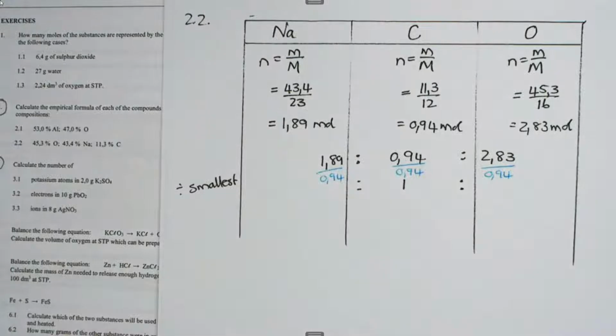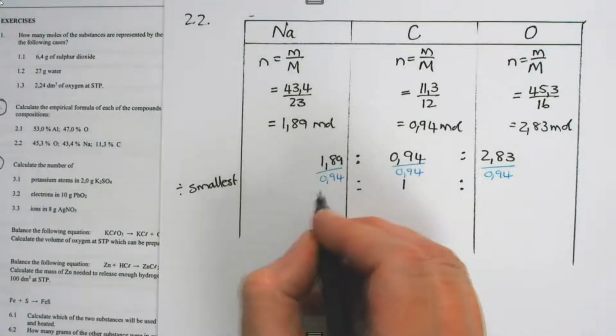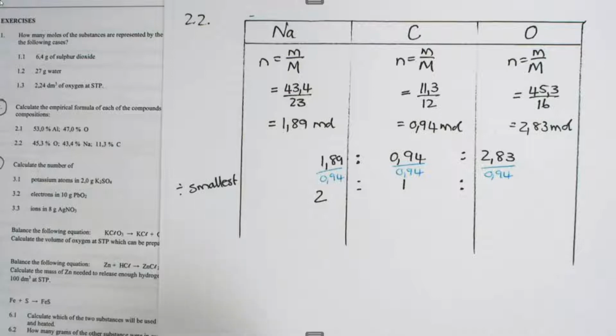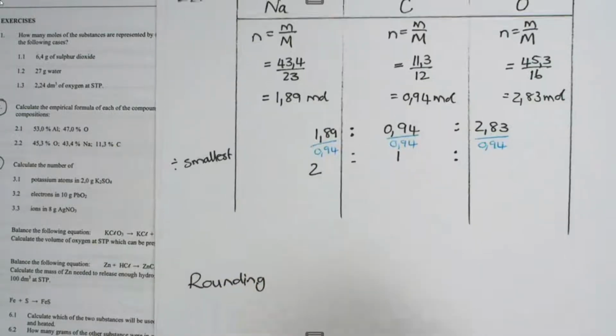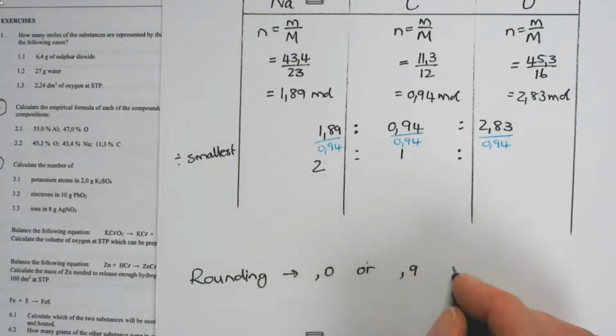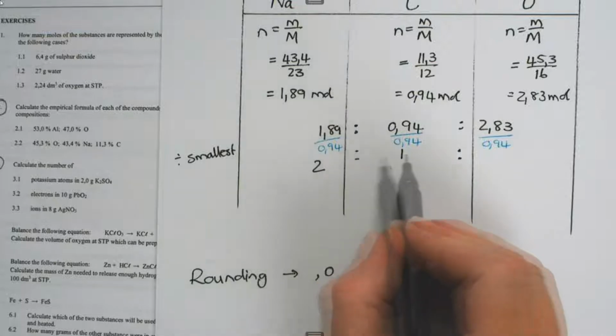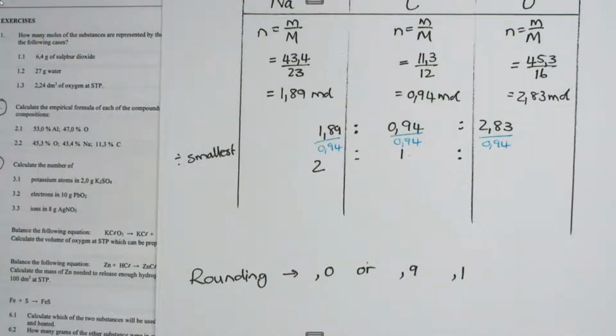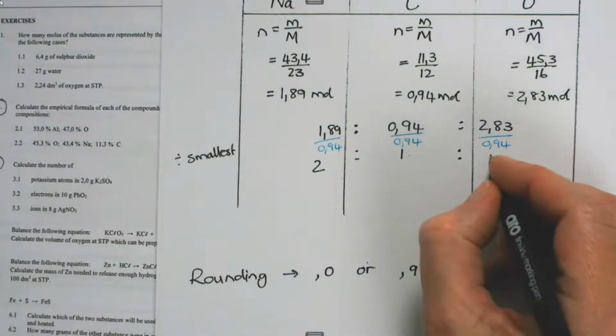So I get 1,89 divided by 0,94, and I get 2. You will see I get 2,01, so it will be 2. I can only do the rounding, let me write it down here for you, for a 0,0 or a 0,9 or a 0,1. That's the only values that I'm going to round. All the other values you must multiply until you get an answer. So that's important for the rounding. So 2 and 1, and then I have 2,83 divided by 0,94, and I get an answer of 3,01, so it is 3.